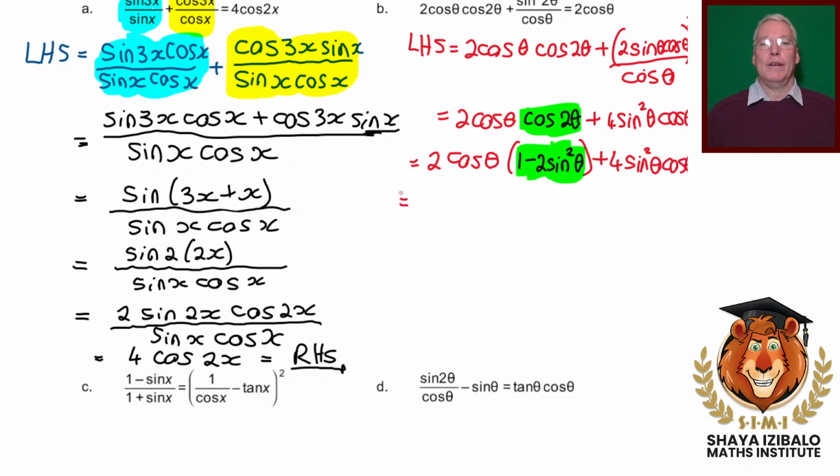And then this is, when we multiply this out, we get negative 4 sine squared theta cos theta and positive 4 sine squared theta cos theta. It actually all goes out and we just get 2 cos theta left. And that is our right hand side. Okay, both of those fairly tricky ones. All right, maybe this one slightly trickier than the first one.